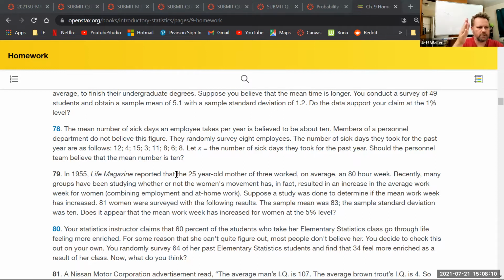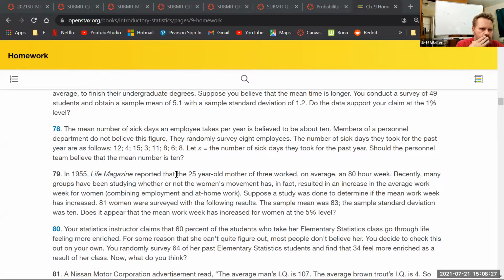I'm hoping that's a bridge. So I could have said, would they be justified in believing the mean number is 10? That's another way to say what they said. And that gets us closer to testing the claim that the mean is 10.